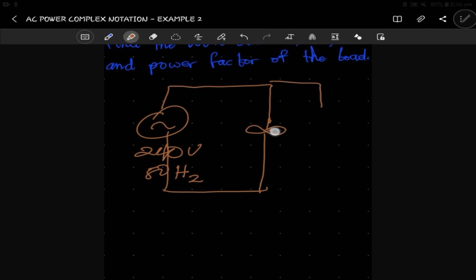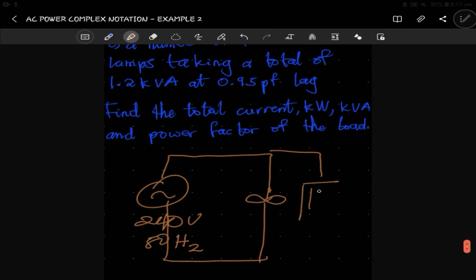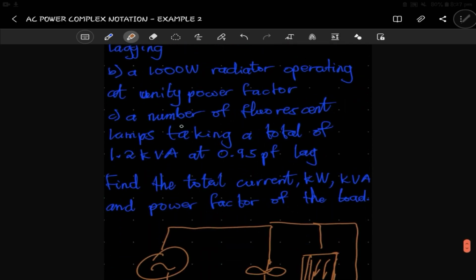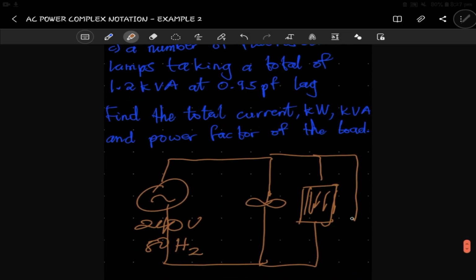The next one is the radiator. Let's draw it something like a car radiator. And then the next one, what do we have? Fluorescent lamps. Let's make it sort of a resistor, let's make it a bulb. Okay, let's make it this way. So this is all the circuit simplified.